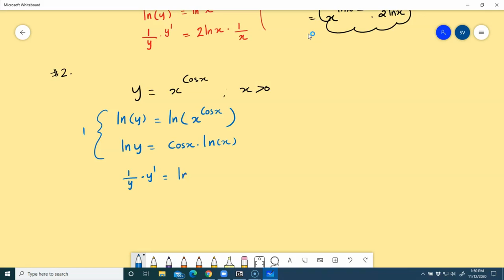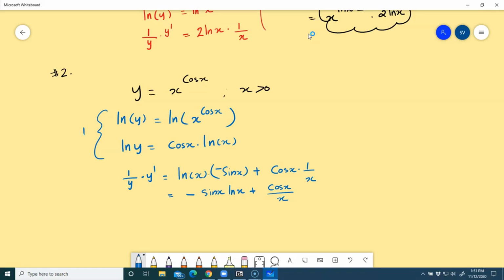So first into, because this is a product, first into derivative of the second. The derivative of cos x is minus sin x, so minus sin x. So first into derivative of second plus second into derivative of first. The second is cos x, and the derivative of the first function ln x is 1 by x. So this is minus sin x ln x plus cos x by x.